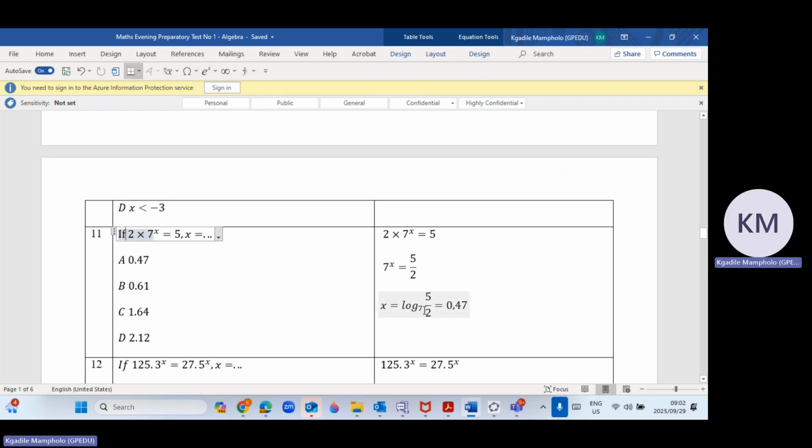Then here you put the base, which is 7 in this case, then you put the other number, which is 5 over 2 in this case. Then x would be, sorry, it would be 0.47.